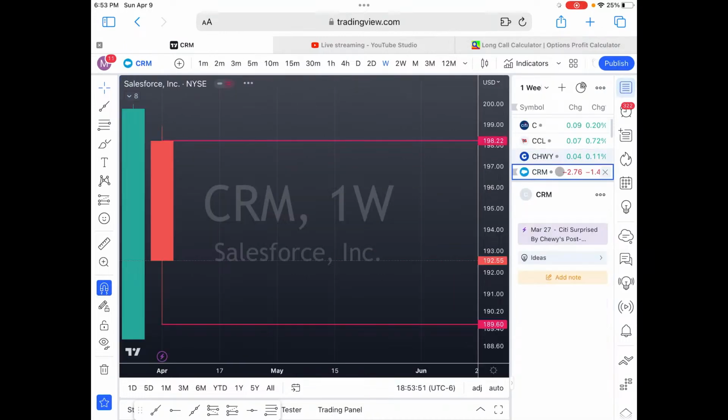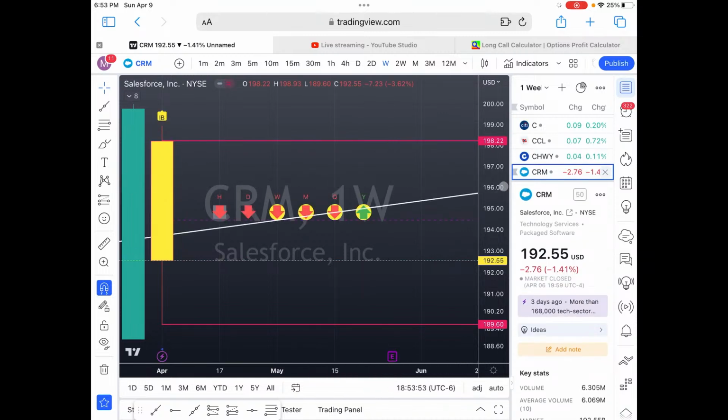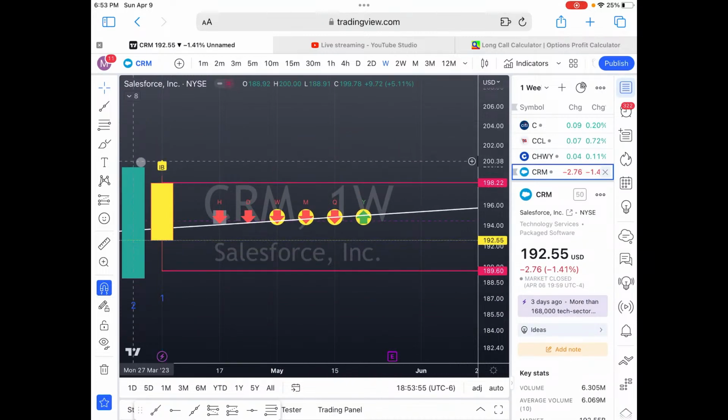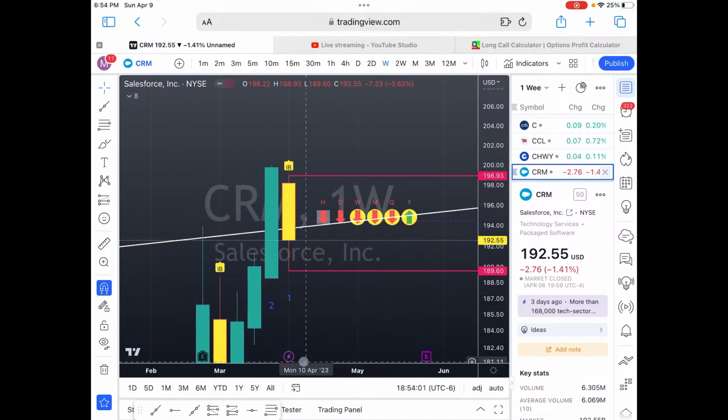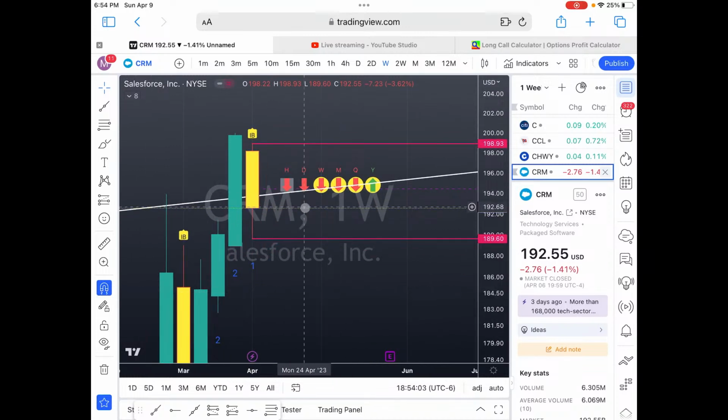So from Chewy, let's go check out CRM. CRM has this inside bar. I'm going to move this one right here to the top. Inside bar, full time frame continuity outside of the year to the downside. We'll see how this one plays out. We can look for calls at 198.93, puts at 189.60.